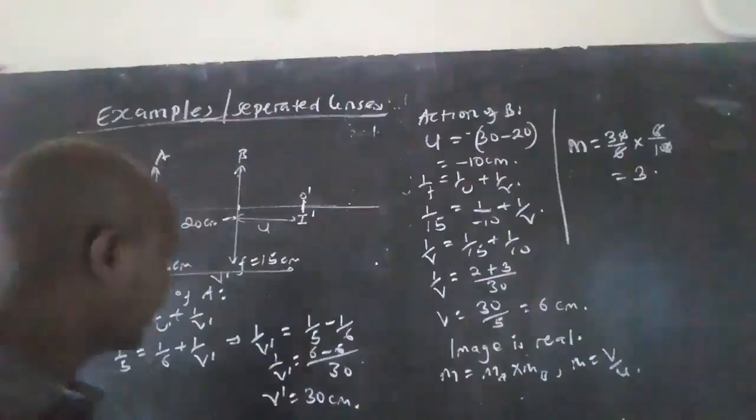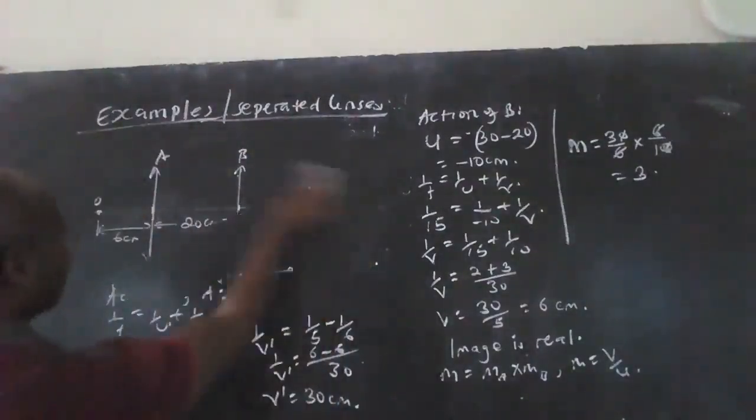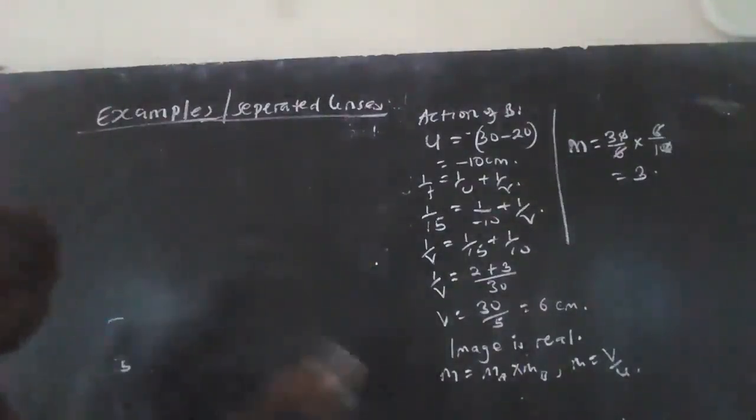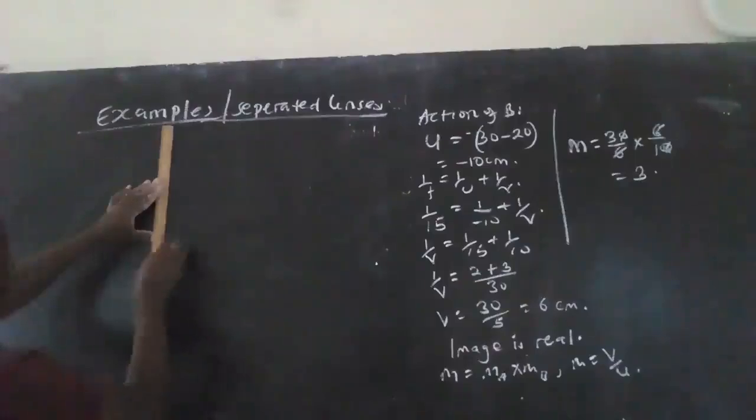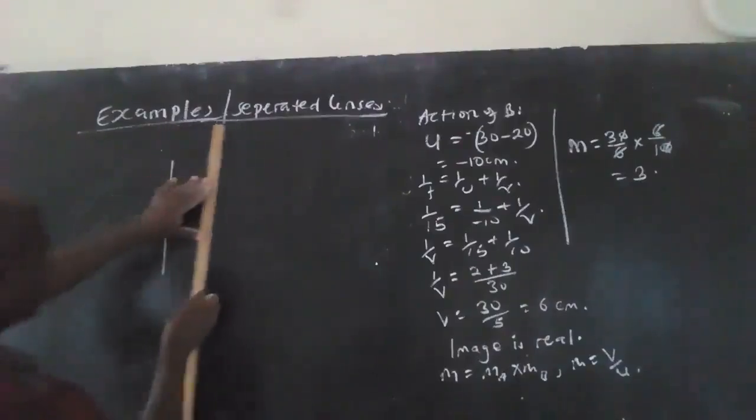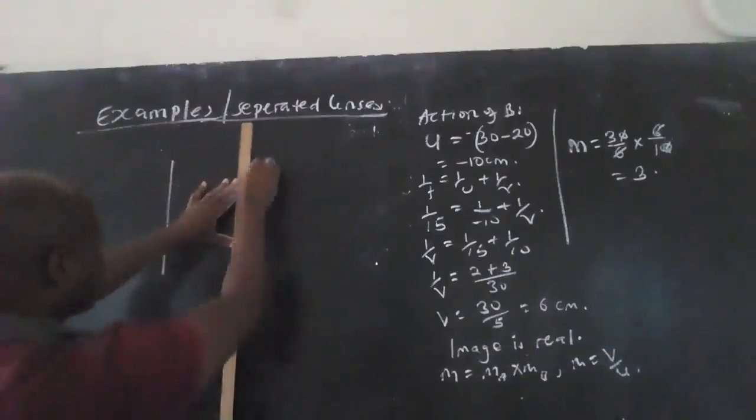Then let us now draw the final ray diagram. So we have this, the lens in position A, and this is the lens in position B.